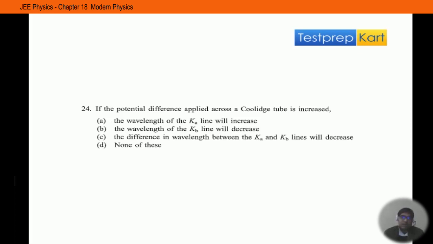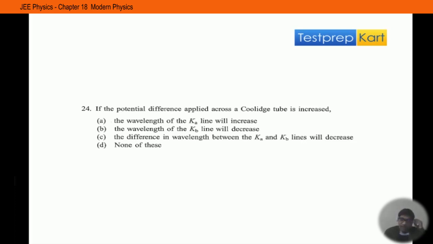Next question is, if the potential difference applied across a Coolidge tube is increased, then which option is correct? First, the wavelength of the Ka line will increase. Second, the wavelength of the Kb line will increase. The difference in wavelength between the Ka and Kb lines will decrease, or none of these.